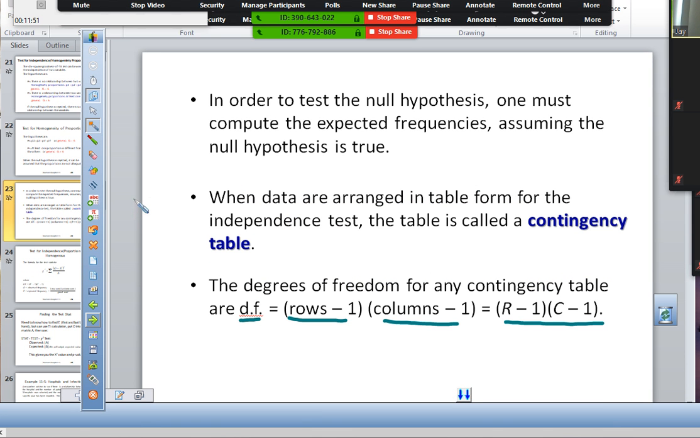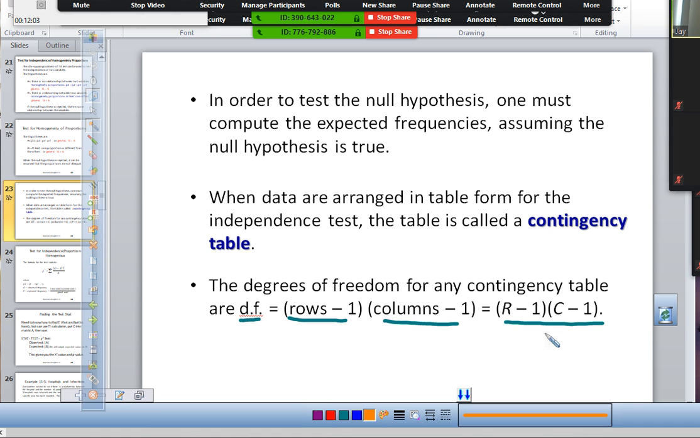In order to test it, again, we're going to assume the null hypothesis is true and create a contingency table. That table that has a bunch of numbers in it. That's kind of like a square rectangle. Degrees of freedom is rows minus 1 times columns minus 1. R minus 1 in parentheses times C minus 1.